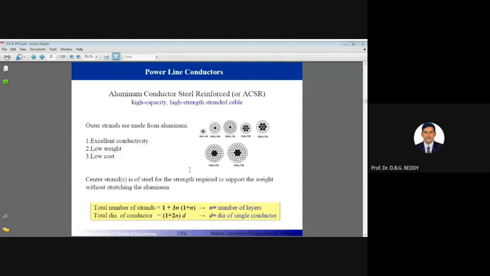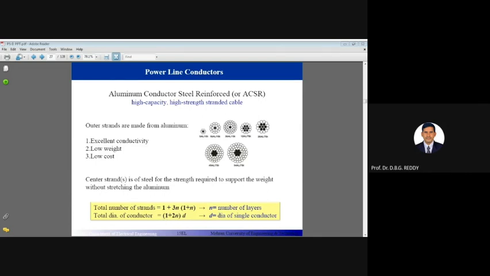Now, power line conductors: aluminum conductors, steel reinforced. You can see that the outer conductors are made of aluminum, and centrally, for mechanical strength, we use other materials like steel. Any material must have excellent conductivity, low weight, and low cost. These are the basic requirements of any conductor. Now you can see the relationship between the number of strands, which is also very important: 1 plus 3N times (N plus 1), where N is the number of layers, and the total diameter of the conductor.